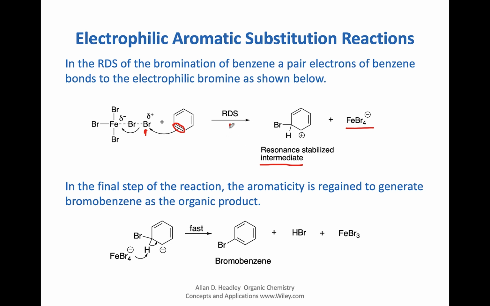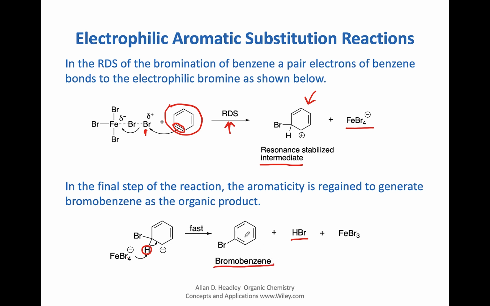Okay, that's the rate determining step. Why is it the rate determining step? Because this is aromatic and this is not. So therefore, this is a slow step. In a fast step, as you can imagine, this proton is lost to one of the bromine negatives here to get HBr, and of course we have generated our bromobenzene.